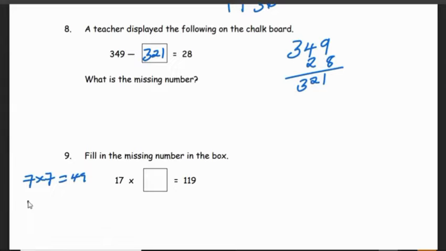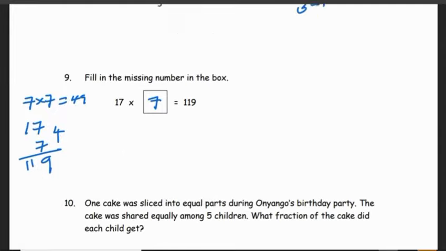So we can try it out. Let's try 17 multiplied by 7. 7 times 7, that is 49. Then we carry the 4. 1 times 7, that is 7, plus the 4, we get 11. So our answer here is 7.